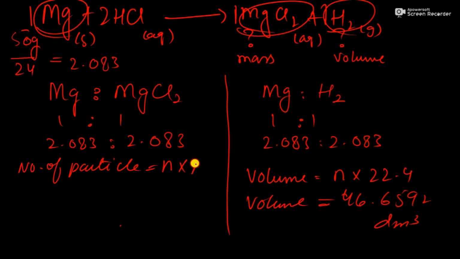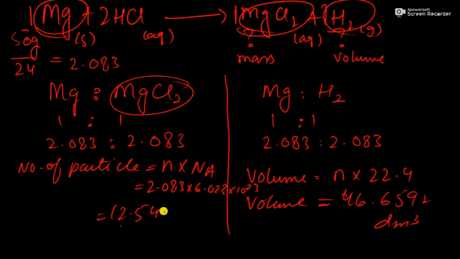So we have 2.083 and then 6.023 times 10 to the power 23. You can multiply it like this, and what will be the answer? We will multiply it by 3 because we have 3 atoms in a single formula of magnesium chloride. So 2.083 times 6.023 times 10 to the power 23 is 12.5459, and then we multiply it by 3. When we multiply it by 3, it will be 37.637 times 10 to the power 23 number of atoms.